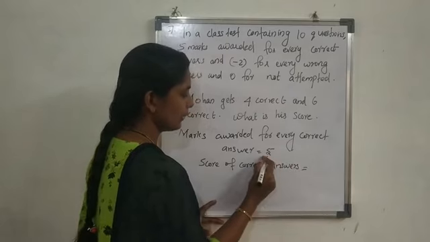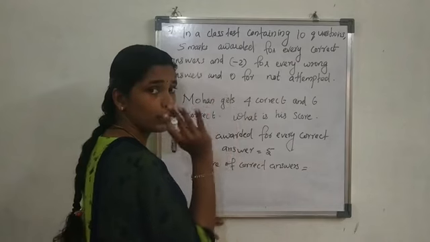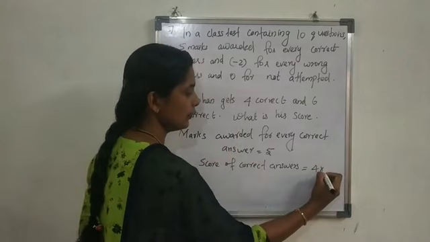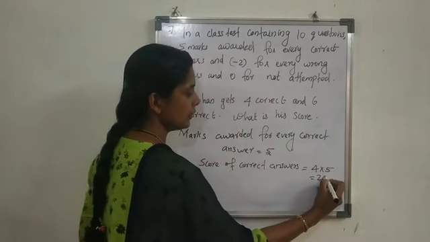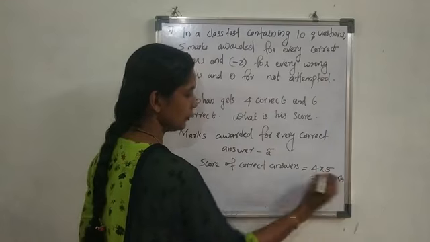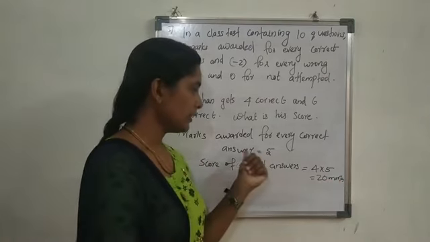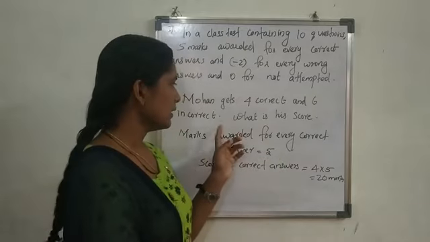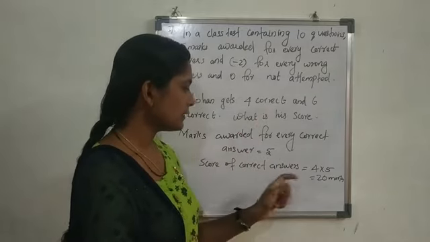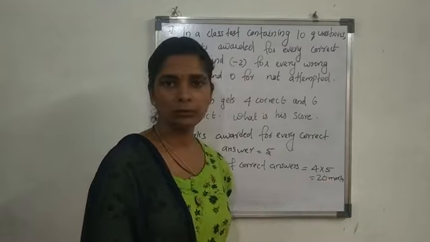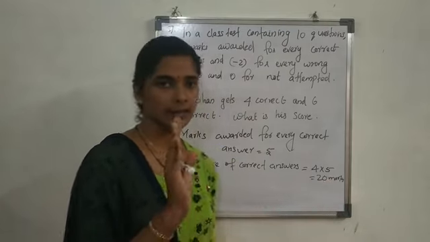Is equal to 5 for 1. Like 4 correct answers are there. That is 4 into 5, 20 marks. This is the mark for correct answers. Clear? Marks awarded for every correct answer is 5, and he has 4 correct answers. Therefore 4 into 5, 20 marks is the marks for correct answers.